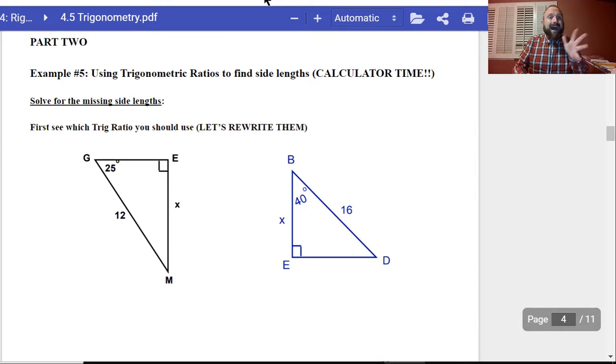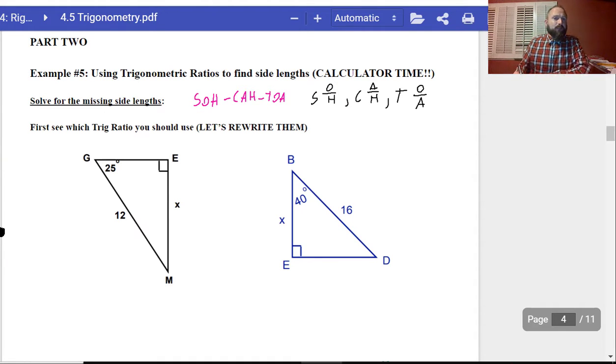Remember, SOH CAH TOA. That means the sine is the opposite over the hypotenuse. The cosine is the adjacent over the hypotenuse. And the tangent is equal to the opposite over the adjacent. So what we are going to do is use a calculator to figure out our side lengths.